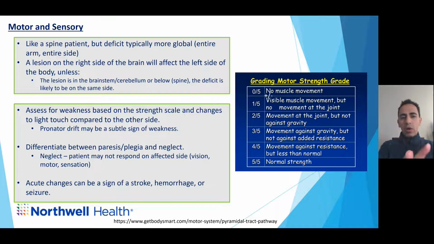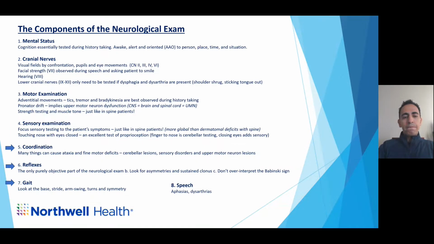But all of these acute changes, different from what you understood them to be, can be a sign of a stroke or hemorrhage or a seizure, which is more transient. So that's an acute change that you should be aware of and, of course, escalate.